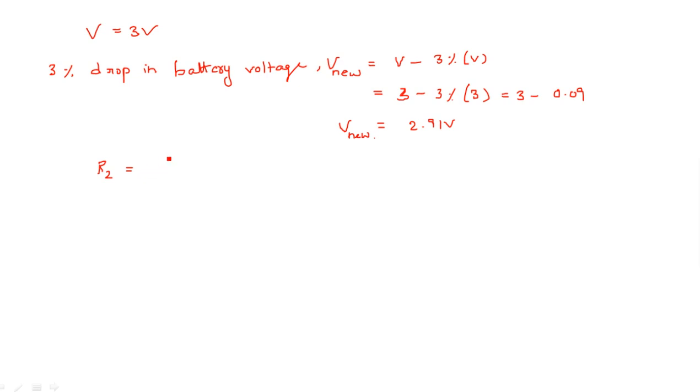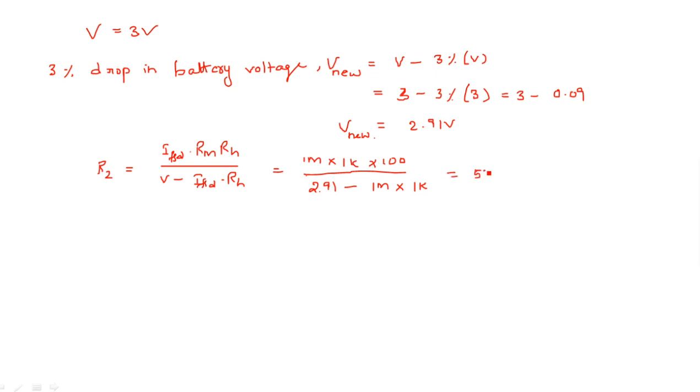Okay, so R2 is equal to, what is the formula? R2 = IFSD RM RH by V minus IFSD into RH. So 1 milli, 1 kilo into 100, divided by 2.91 minus 1 milli into RH, which is 1 kilo. So if you simplify this, you will get approximately 52.36 ohms. Okay.